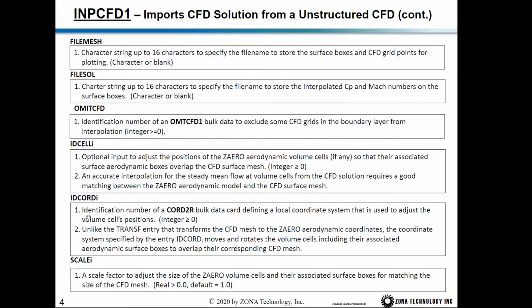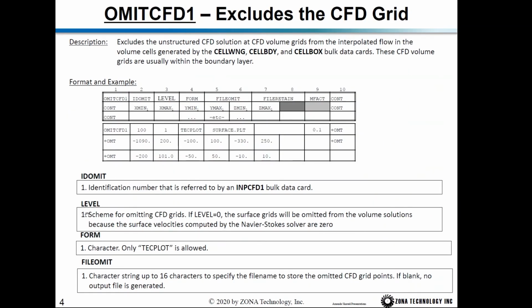options. And the omit CFD1 is referred to by the IMP CFD1 card, and this entry called level, you specify a scheme for omitting the CFD grid. If level equals 0, the surface grid will be omitted from the volume solution, because the surface velocity computed by the Navier-Stokes solver is 0.